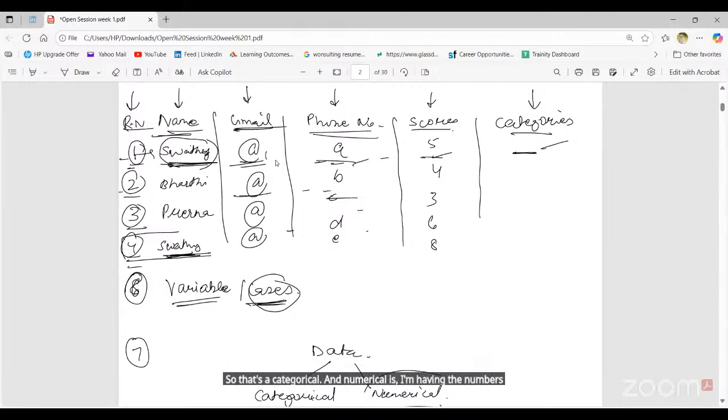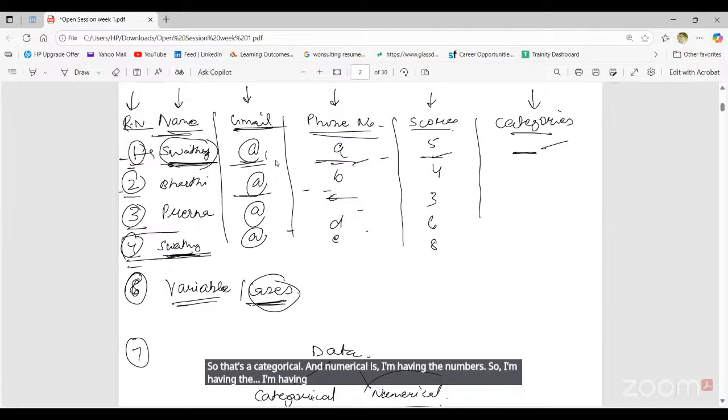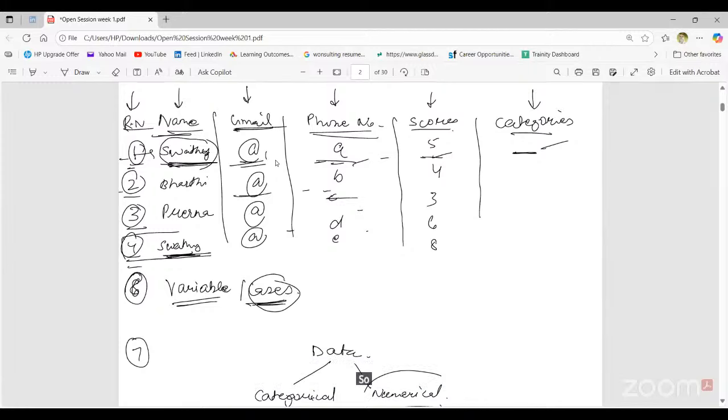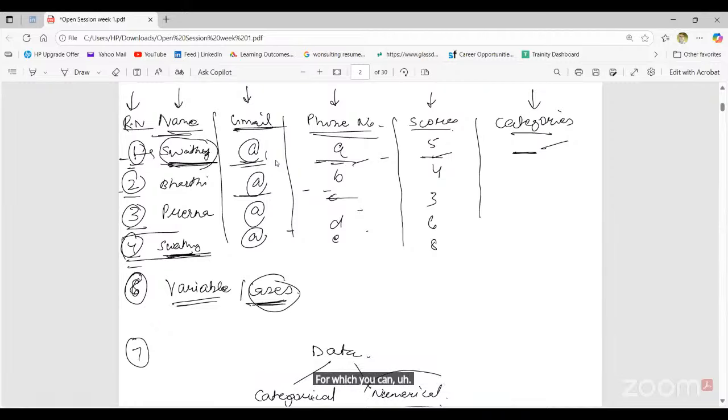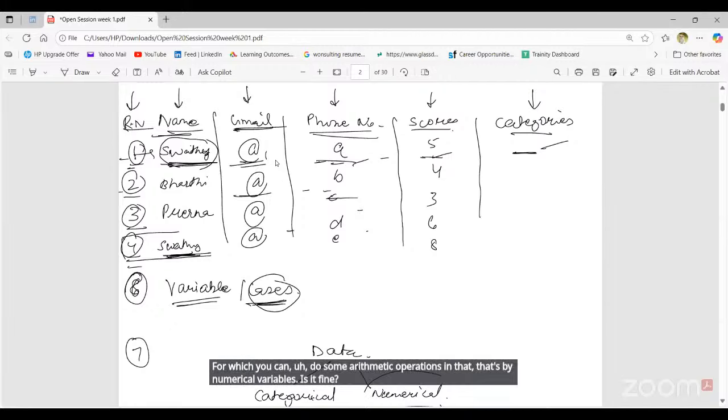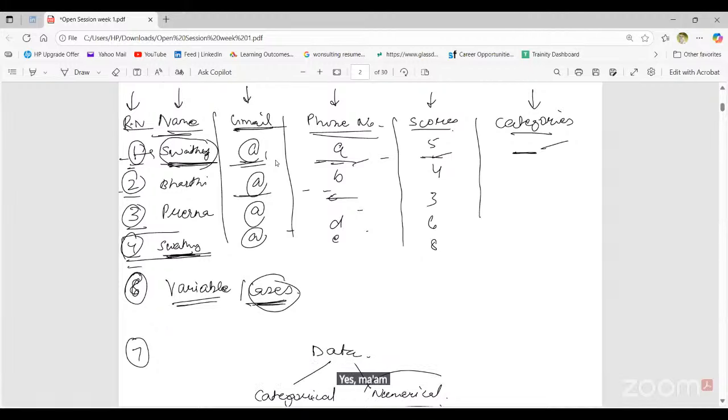I'm having scores here and everything. Like the foundation for math scores or the assignment scores, or anything you're calculating. The quantitative data for which you can do some arithmetic operations. That's my numerical variable. Is it fine? Yes, ma'am.